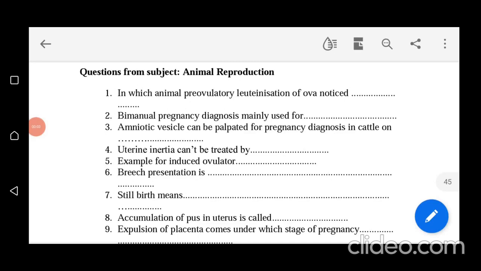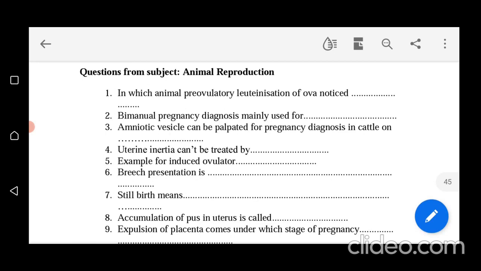Animal reproduction. In which animal is pre-ovulatory luteinization of ova noticed? Bimanual pregnancy diagnosis is mainly used for sheep and goat. Amniotic vesicles can be palpated for pregnancy diagnosis in cattle on 32 to 35 days.